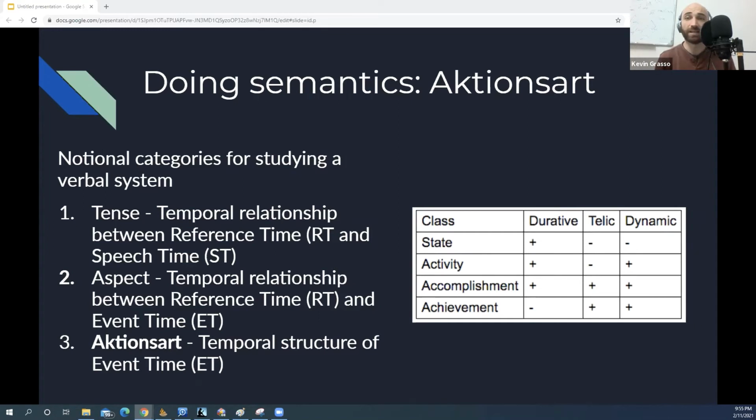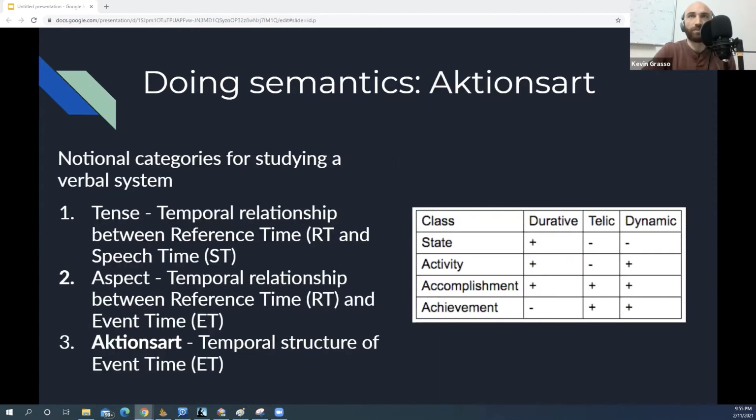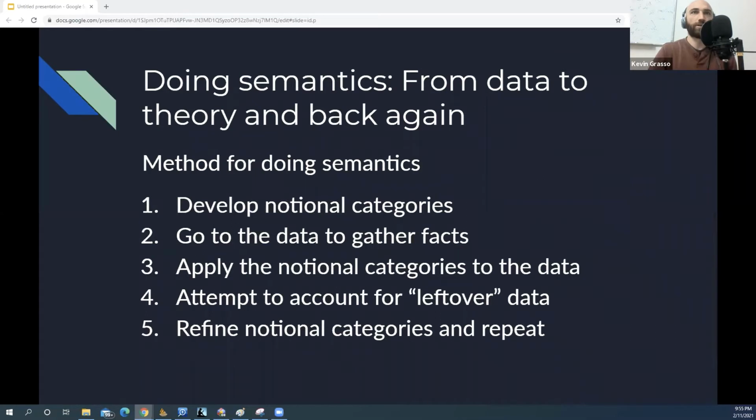It's telic, right? That change in state is a natural endpoint, and it's dynamic in the sense that something changes, right? So these are really important categories that we will be discussing later on. Okay, so let's just go back really quick to what we're doing here. We just developed our notional categories, right? So now we have an idea what we are talking about when we talk about verbal systems, and how we can analyze them.